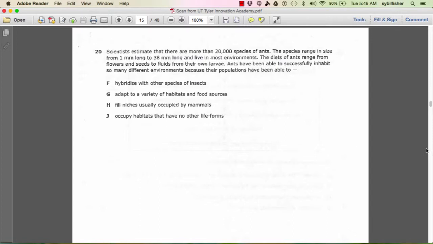Ants have been able to successfully inhabit so many different environments because their populations have been able to F. Hybridize with other species of insects. G. Adapt to a variety of habitats and food sources. H. Fill niches usually occupied by mammals. Or J. Occupy habitats that have no other life forms.